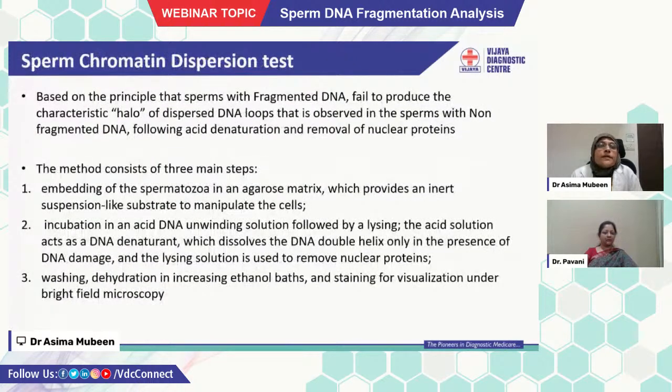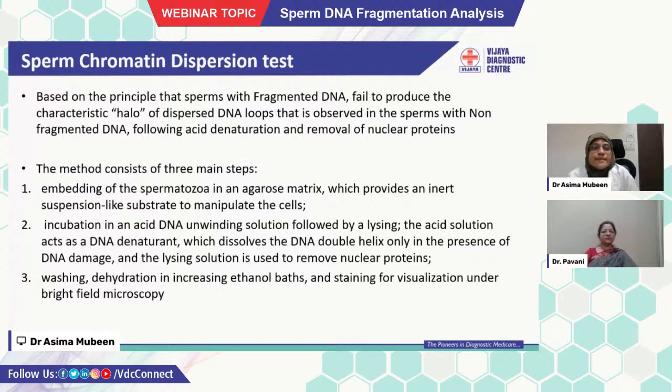Now, coming to the main test, what we do at the center, the sperm chromatin dispersion test. It is based on the principle that sperms with fragmented DNA fail to produce the characteristic halo of dispersed DNA loops that is observed in the sperms with non-fragmented DNA following acid denaturation and removal of the nuclear proteins.